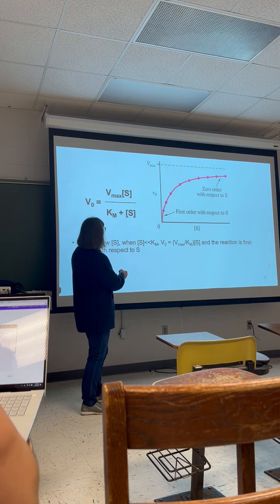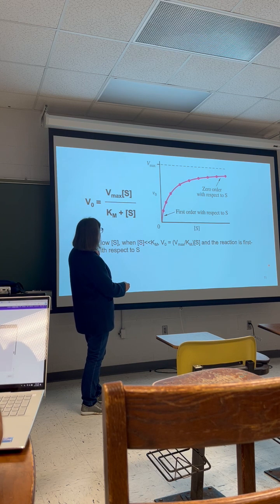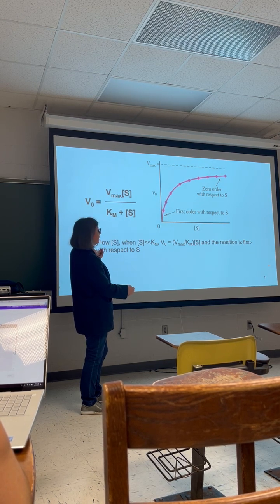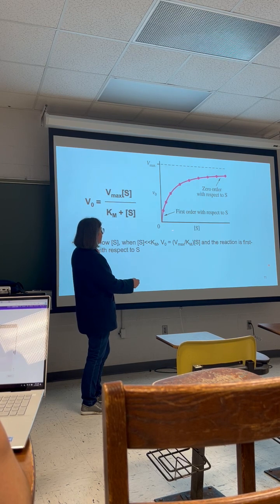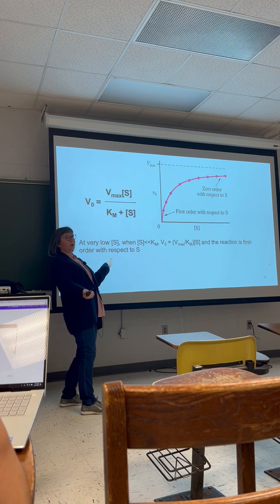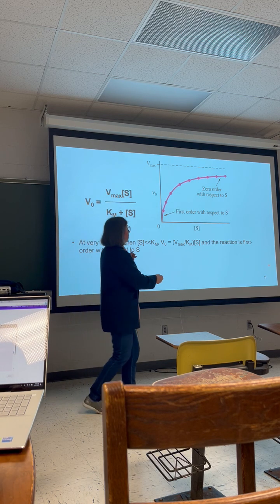When the substrate is much, much lower than Km, your denominator will be practically Km, because substrate will be a small correction to Km. Substrate is so much lower than Km. So my equation will be V0 equals Vmax over Km times substrate concentration. This is a linear relationship between V0 and substrate, which means a first order reaction with respect to substrate.